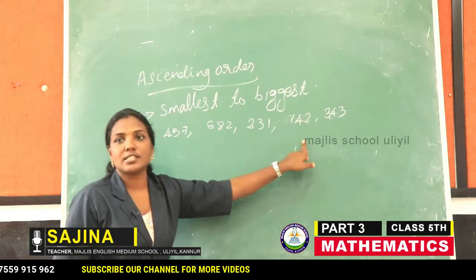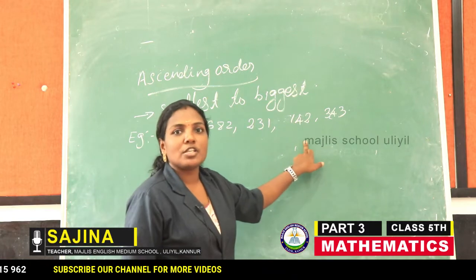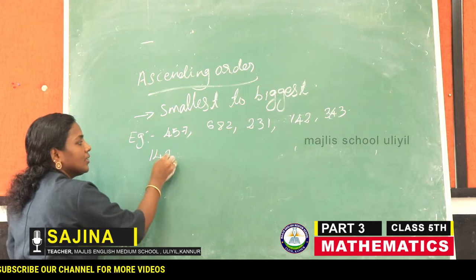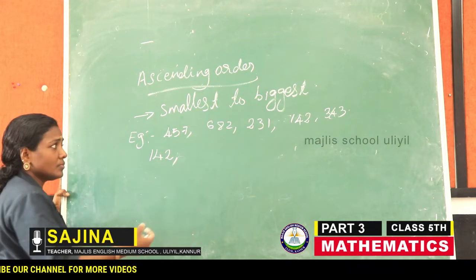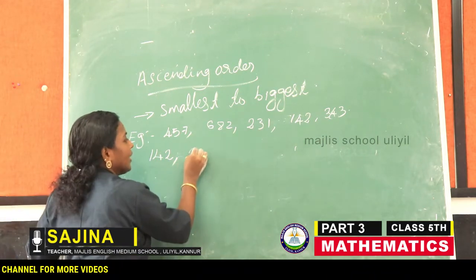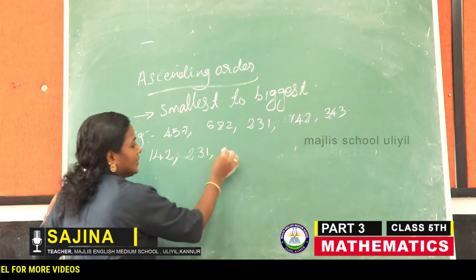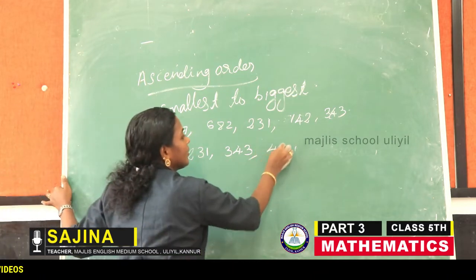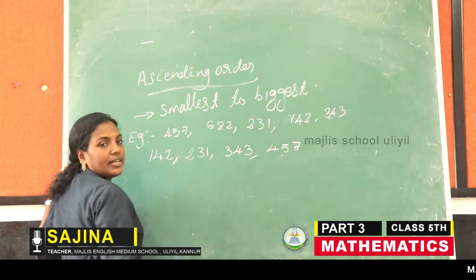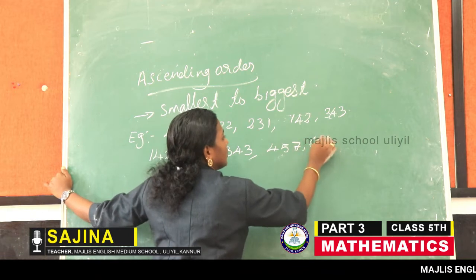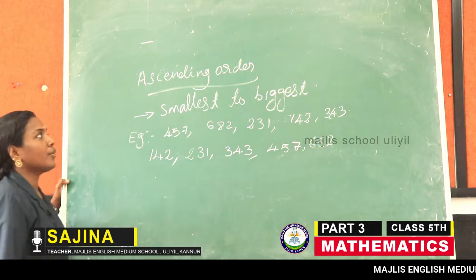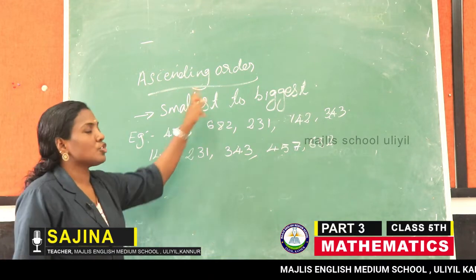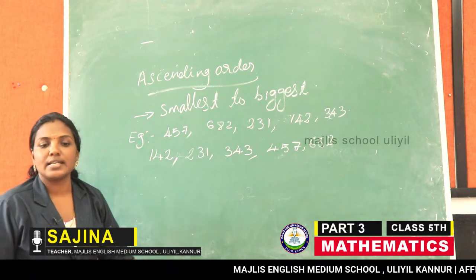Here, which is the smallest number? Yes, 142 is the smallest number. Next, 231. Next, 343. Next, 457 and 682. Therefore, arranging the numbers from smallest to biggest is called ascending order.